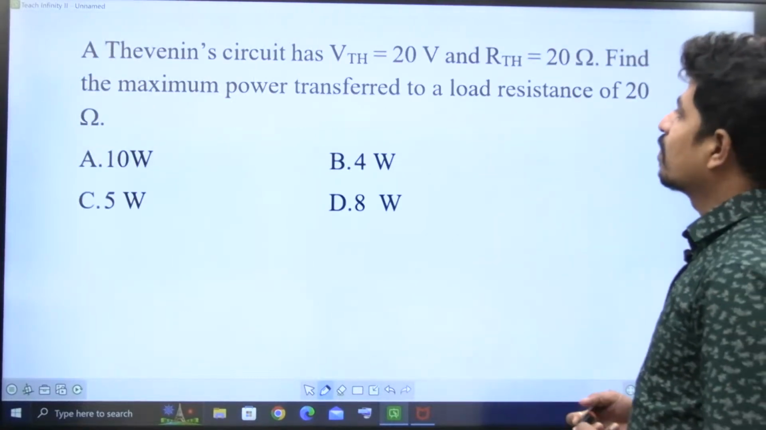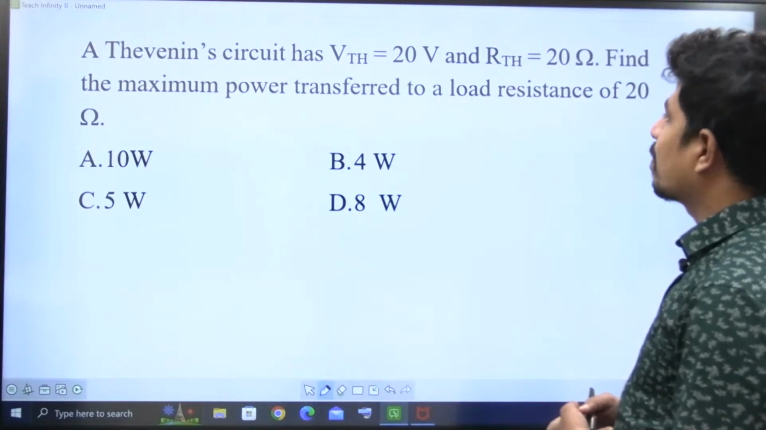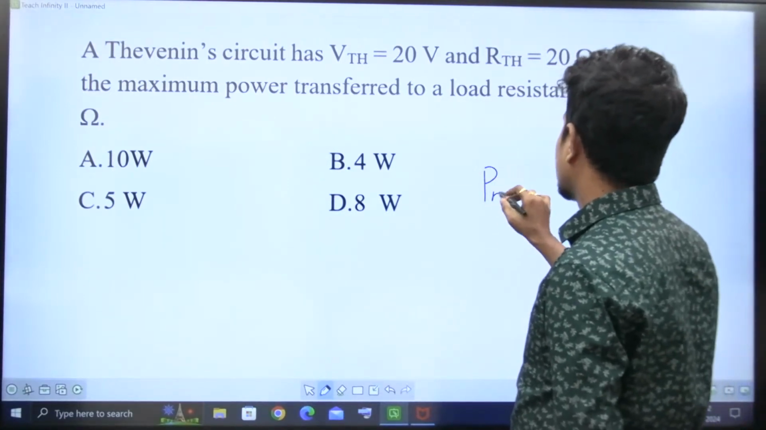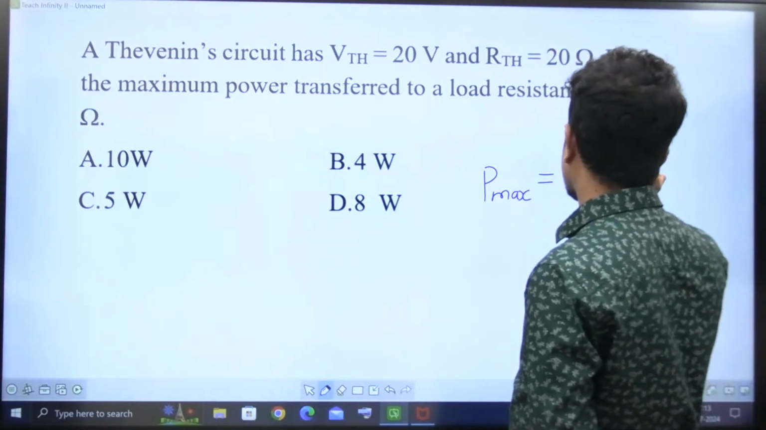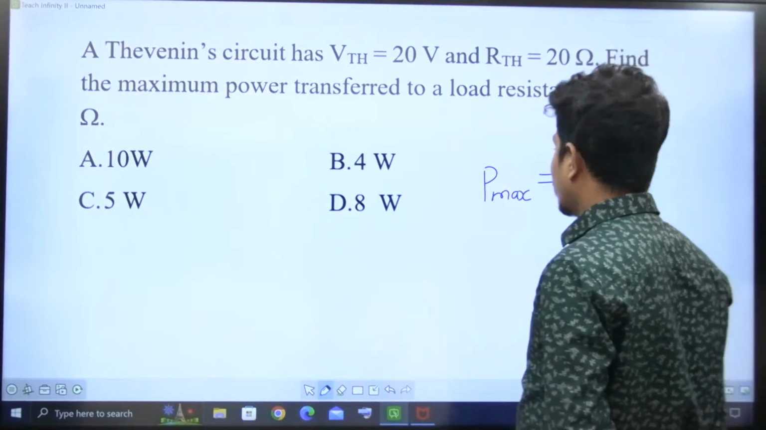Next, Thevenin's circuit, VTH is equal to 20, RTH is equal to 20. Find the maximum power transfer to the load. See, the maximum power transferred is VTH whole square by 4 RTH. You may be thinking, sir, did you write this formula? In fact, I forgot the formula. Nothing.